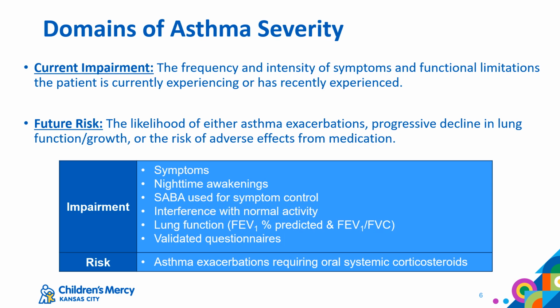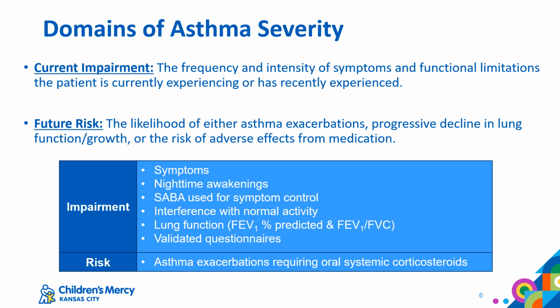For the purpose of this lesson, however, we will only focus on the first 3 components: symptoms, nighttime awakenings, and SABA use for symptom control. The second domain of asthma severity is future risk. While some patients may appear to have minimal day-to-day symptoms, they still may be at a significant risk for exacerbations. In this domain, the only component we will focus on are asthma exacerbations requiring oral systemic corticosteroids.